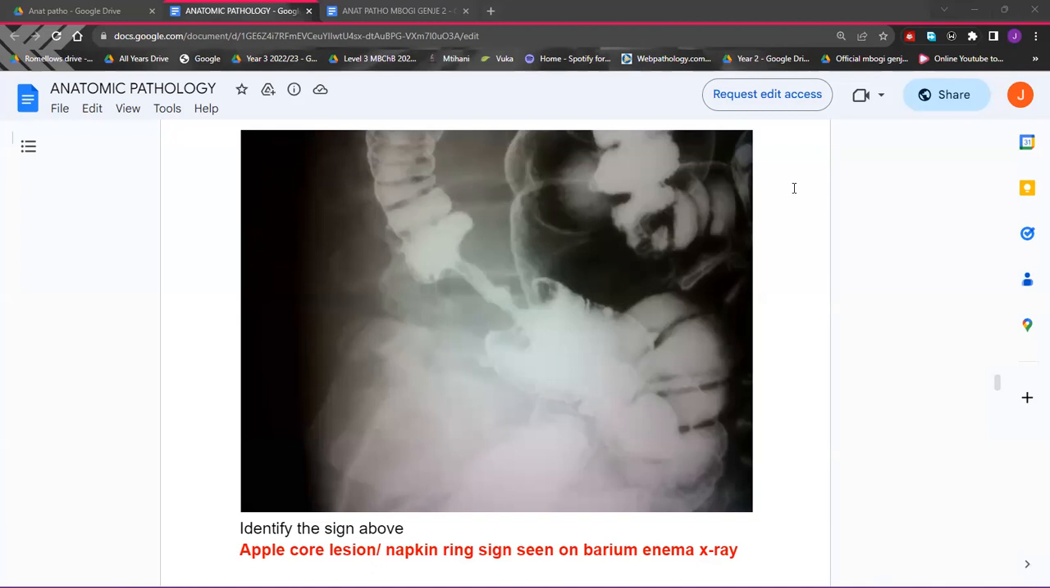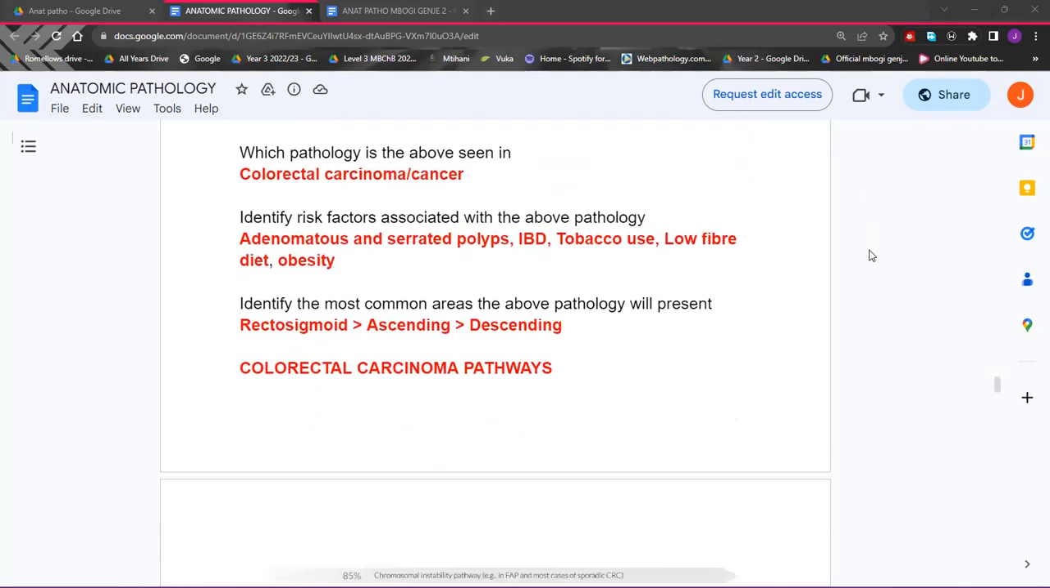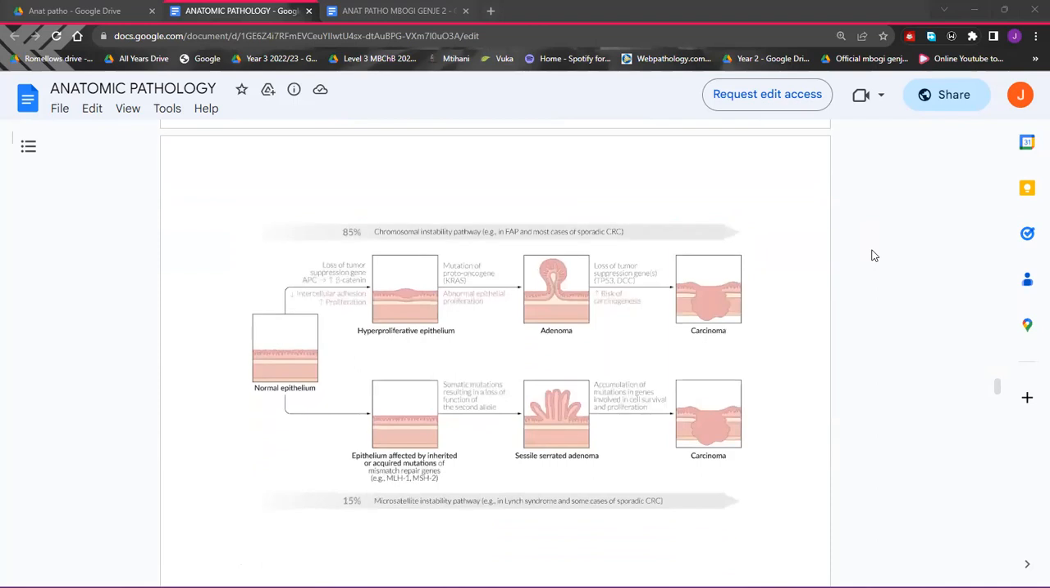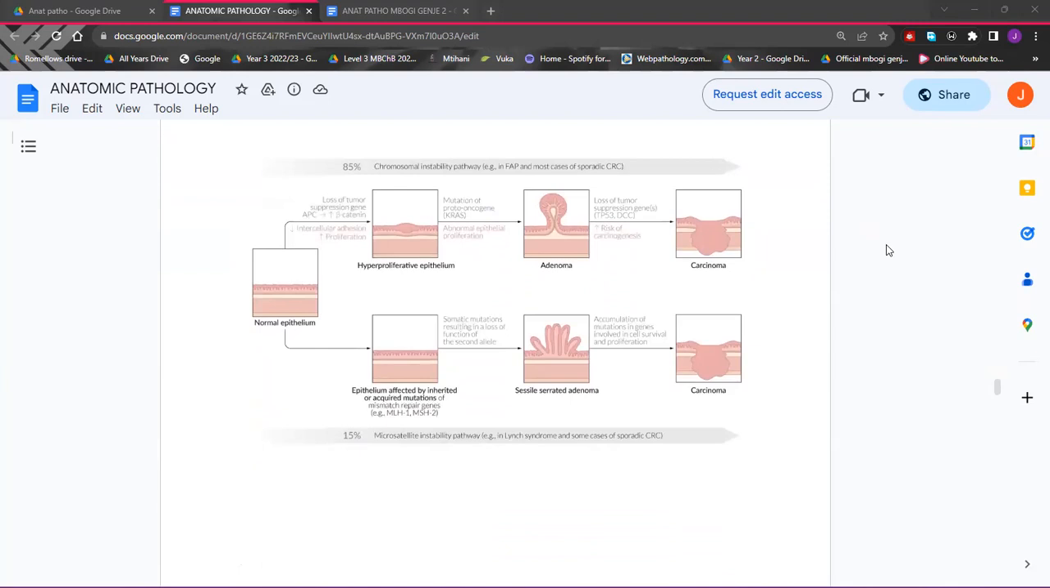Right? Awesome. I don't think they can bring this exactly, the image. So that is an apple core lesion or napkin ring sign. Now the next image shows the progression of carcinomatosis, from where there is a mutation to where it's unchecked and to where it proliferates, and that helps us in staging. So that's just a depiction to show that. Next.